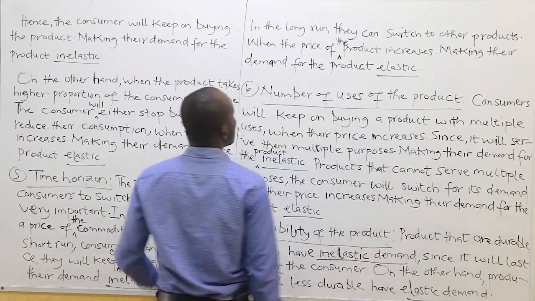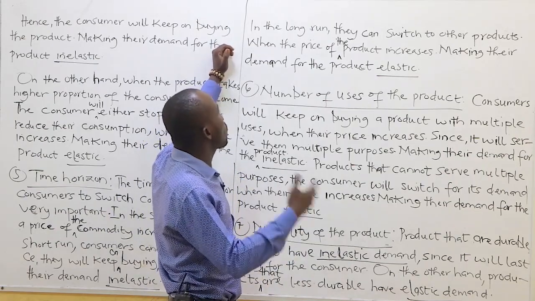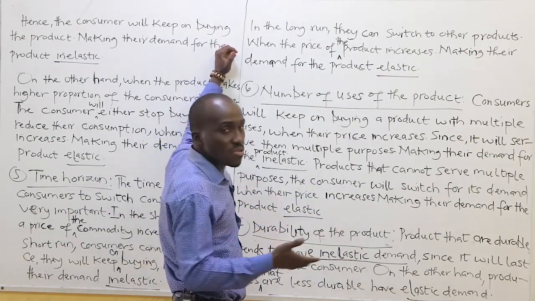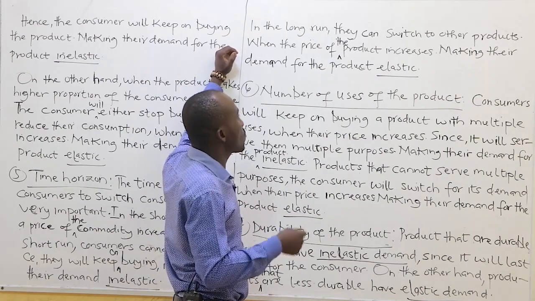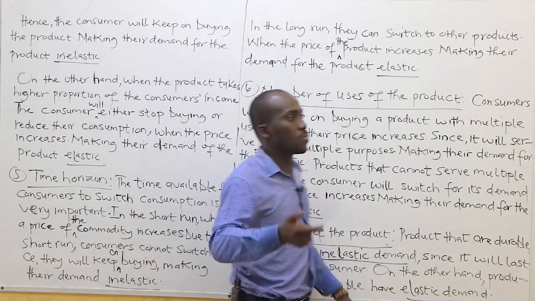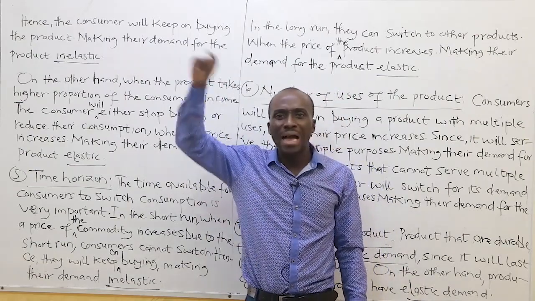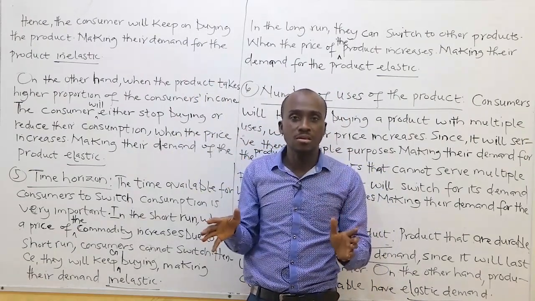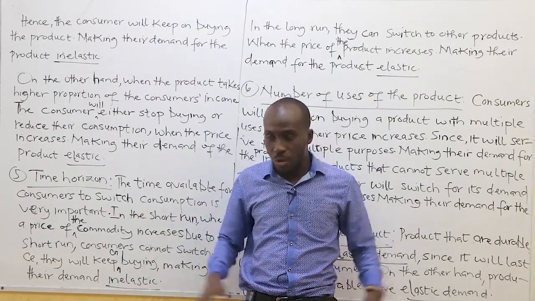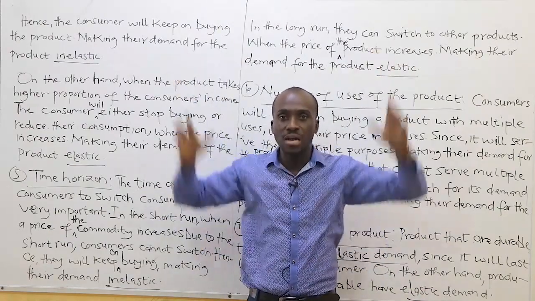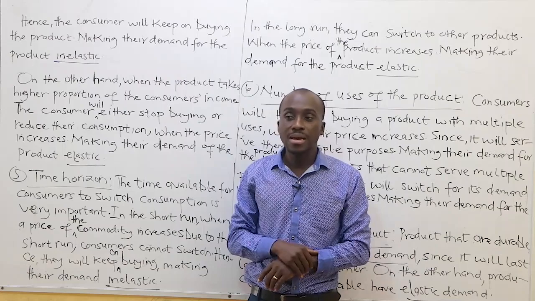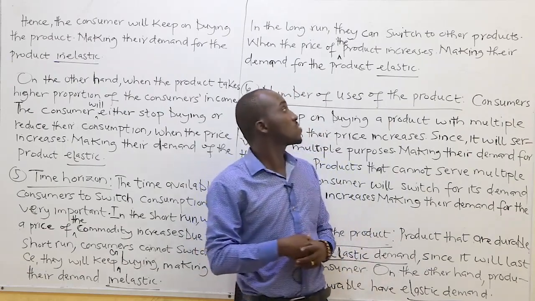In a long run, you can switch to another product when the price of the product increases, making the demand for the product elastic. In the long run, later when you discover that you can get the same product at a different place at a cheaper price, you decide you will stop buying from where you are buying in your locality and go and search for that thing elsewhere, right? In that case, the demand becomes elastic.